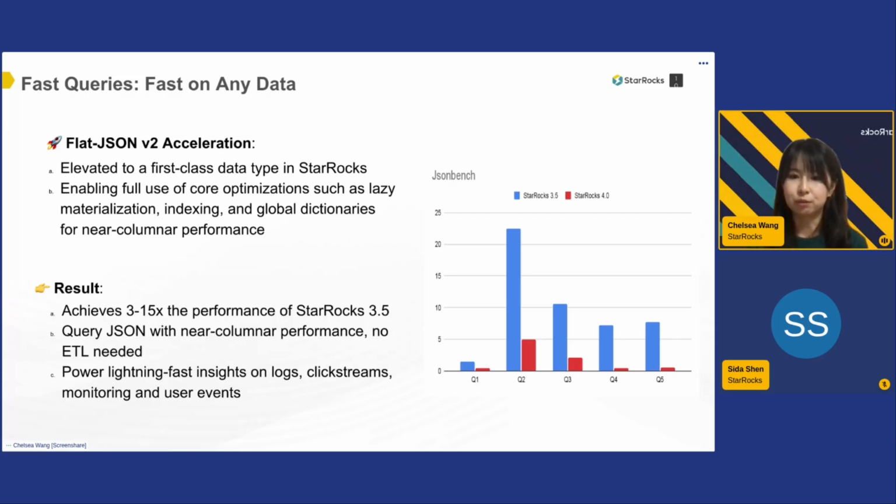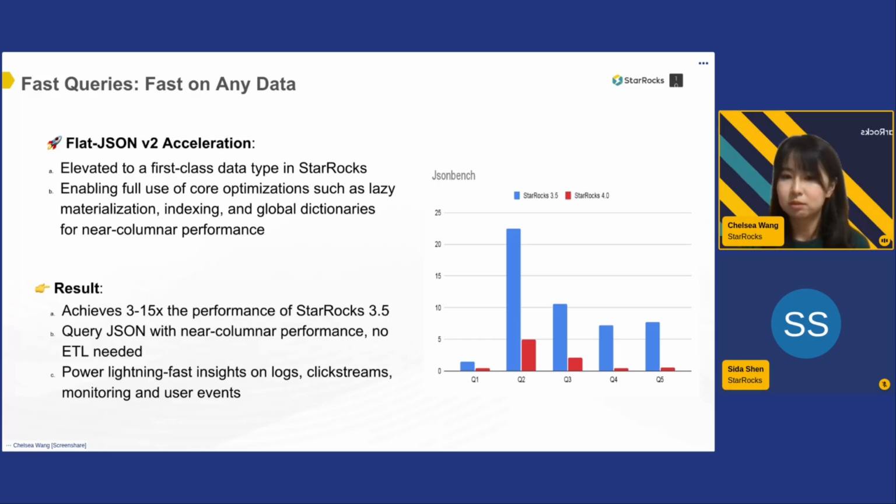We added a bunch of execution level optimizations. So officially, we made the JSON data type a first class data type in StarRocks. The first class data type in StarRocks means we can apply all the optimizations we do for the structured data types to the JSON data type. Like we can add indexes, we can use the global dictionary for low cardinality strings, and we can utilize lazy materialization, and we can do predicate pushdowns, etc.